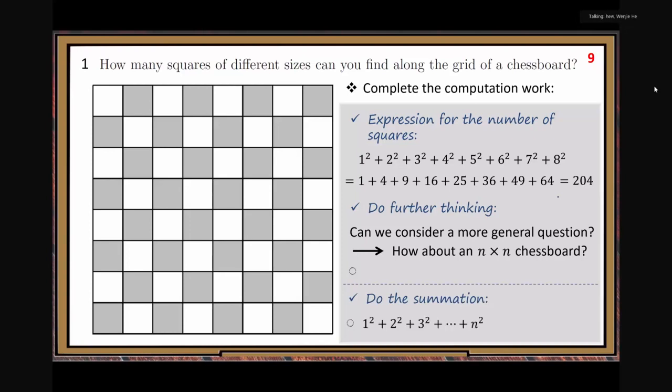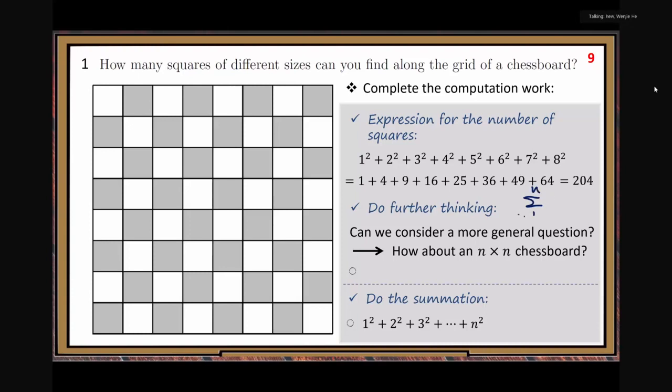So I ask you to give me the summation. You can write a formula like this: 1 square plus 2 square, and so on. We add up these n consecutive square numbers. Do you know the formula? Any of you? It would be a summation from 1 to n of m squared.